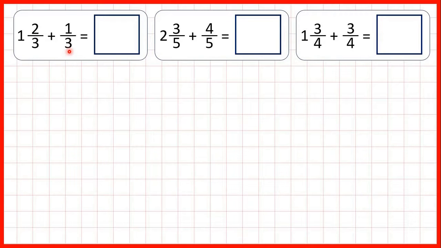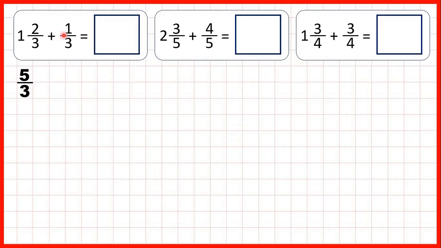Now we're adding a fraction to a mixed number, but this time we're going to get our answer by first changing the mixed number into an improper fraction. So first we have 1 and 2/3 plus 1/3. 1 times 3 is 3, plus 2 is 5, so that's our numerator, and the denominator stays the same. So 1 and 2/3 is 5/3 as an improper fraction.